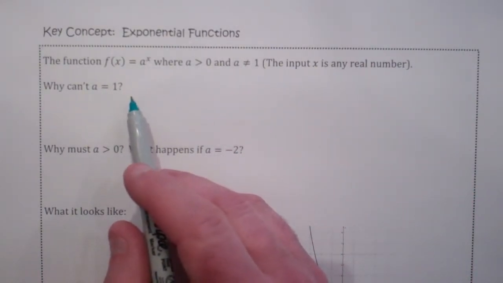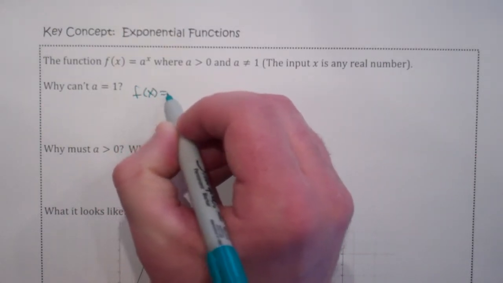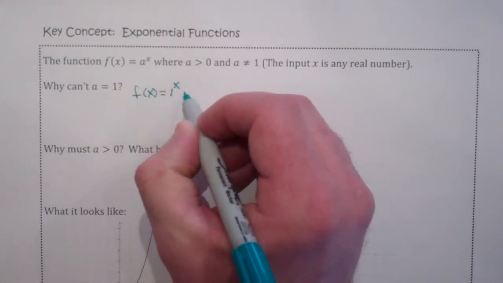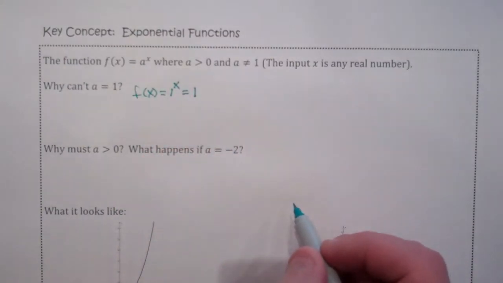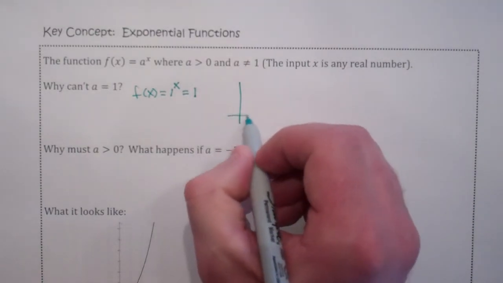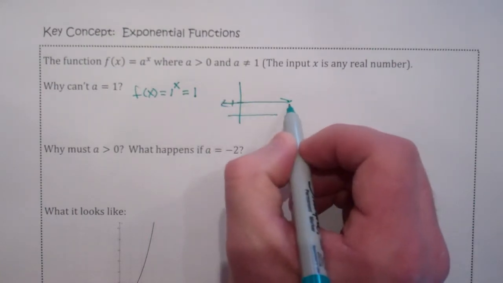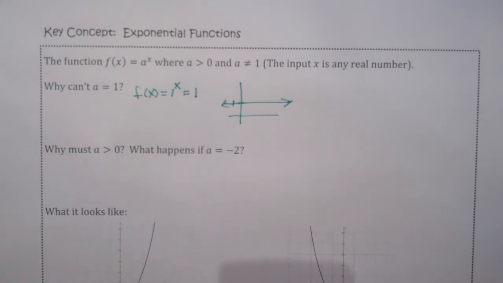Why can't a be equal to 1? If we had a being equal to 1, then we would have f of x is equal to 1 to the x power, which is always 1. This graph would look like a horizontal line passing through 1. And this is what the graph of that equation would look like. It doesn't have a very curved shape, and it really doesn't help us to figure out what these exponential functions are all about. Something maybe even a little more interesting will happen when a is less than 0.